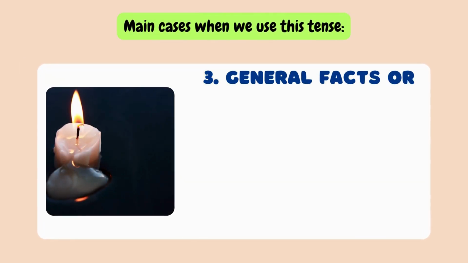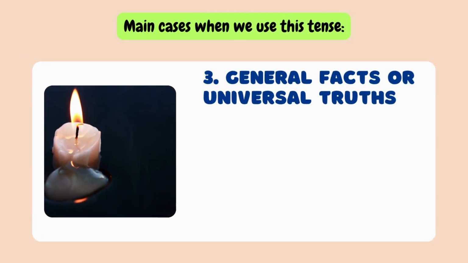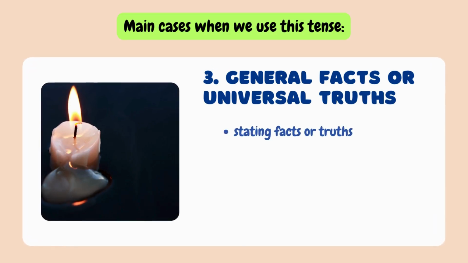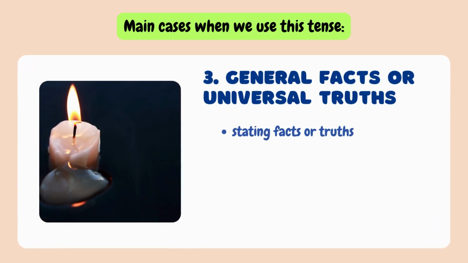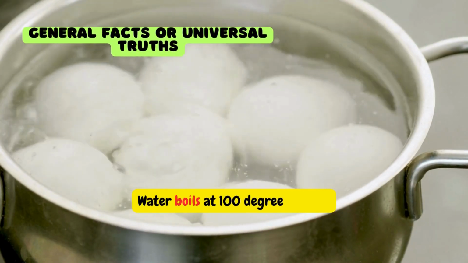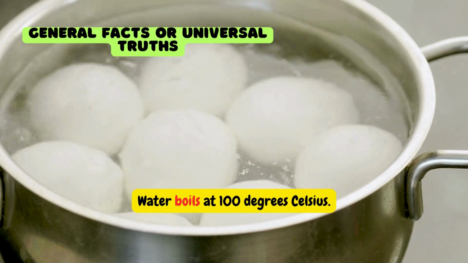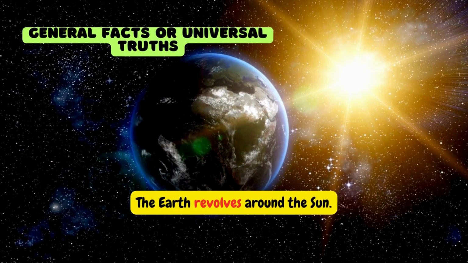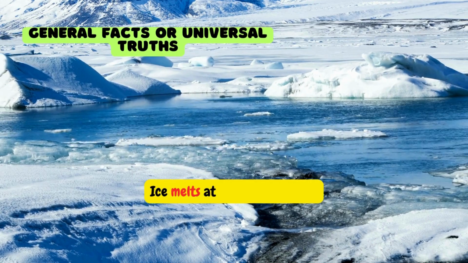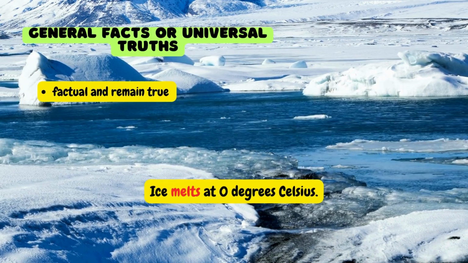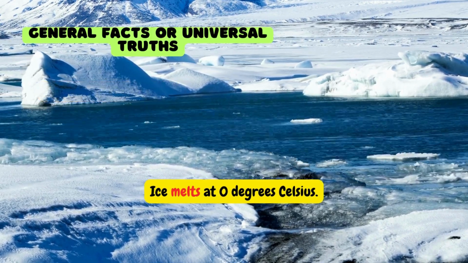General facts or universal truths. The present simple is the go-to tense for stating facts or truths that are universally accepted. For instance, water boils at 100 degrees Celsius. The Earth revolves around the Sun. Ice melts at 0 degrees Celsius. Such statements are factual and remain true regardless of context.